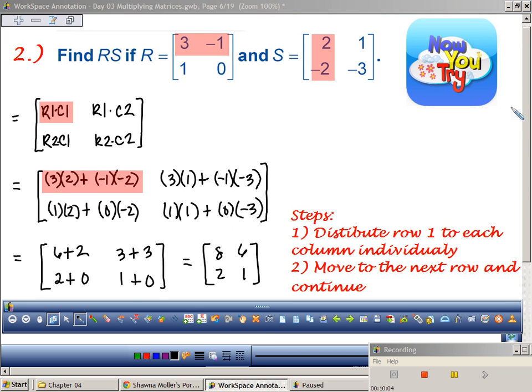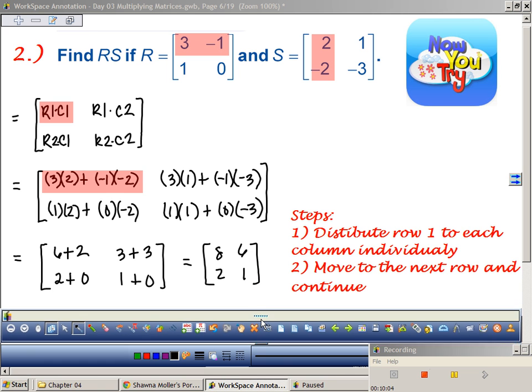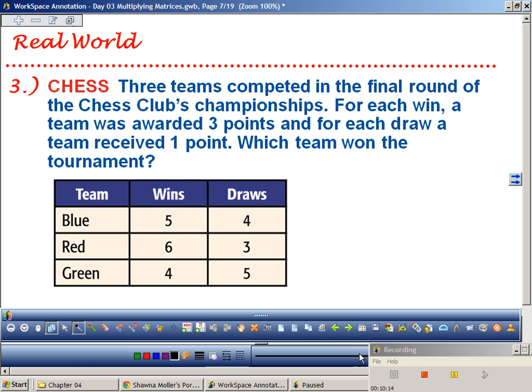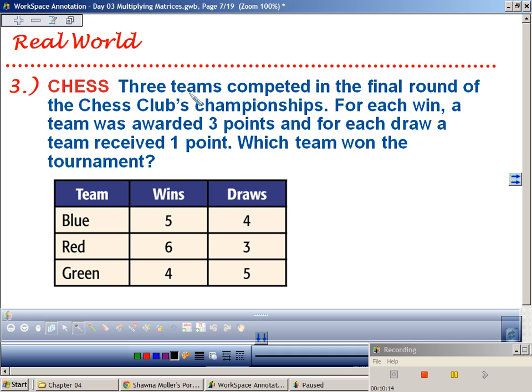Okay, so this is what you should have gotten. 8, 6, 2, 1. So go ahead and pause if you need to check your work. Questions, anybody? Okay, let's move on. Yes. Say it again. A 3 by 2 and a 2 by 3. Yes. We're going to do things other than square matrices right now.